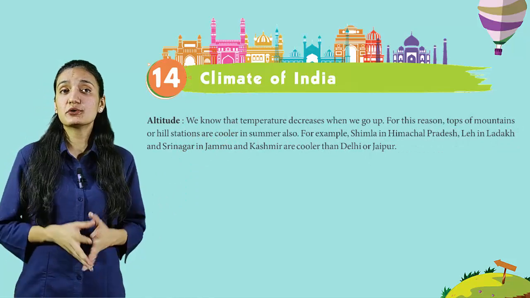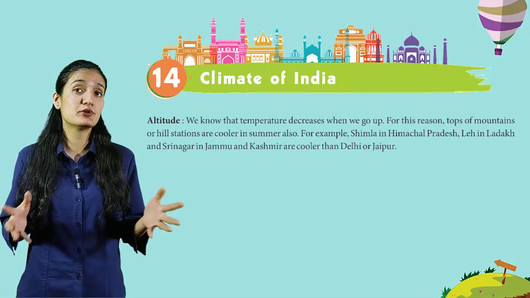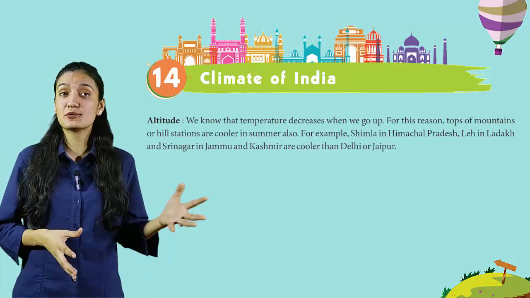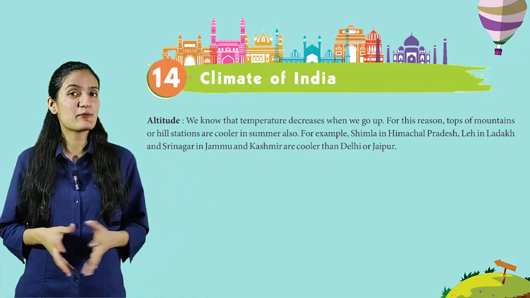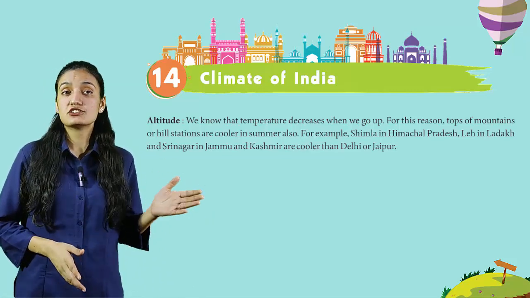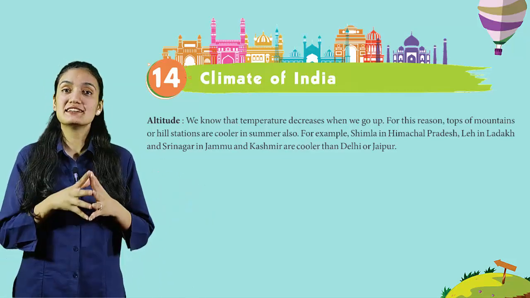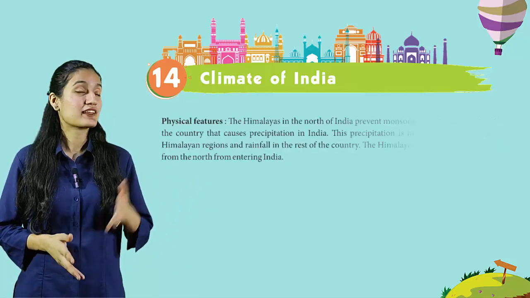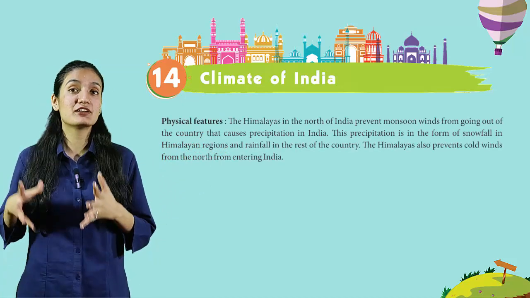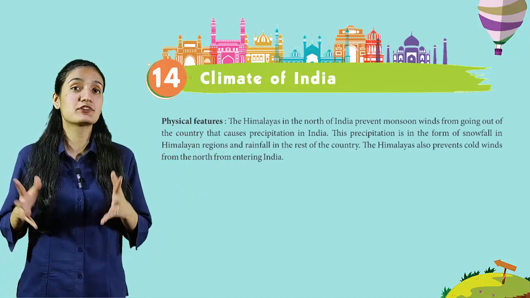Altitude. We know that temperature decreases when we go up. For this reason, tops of mountains or hill stations are cooler in summers also. For example, Shimla in Himachal Pradesh, Leh in Ladakh and Srinagar in Jammu and Kashmir are cooler than Delhi or Jaipur.